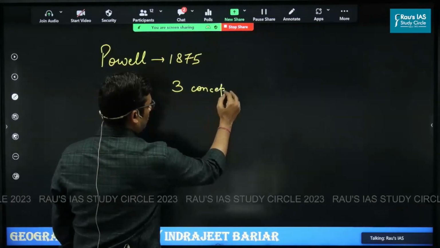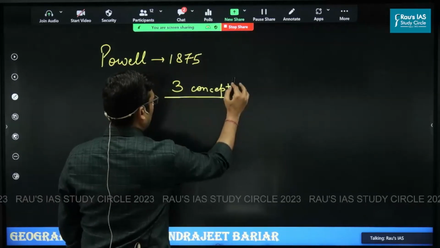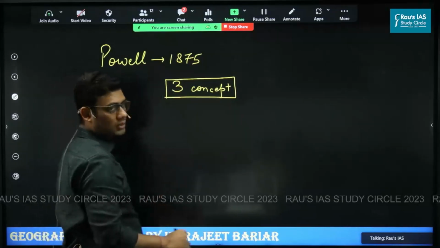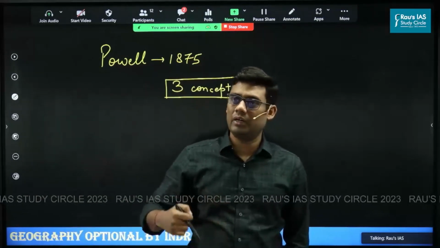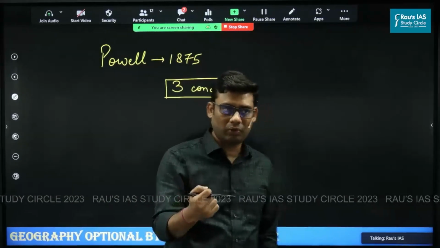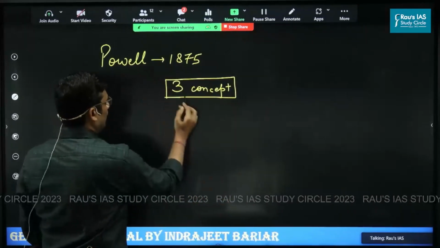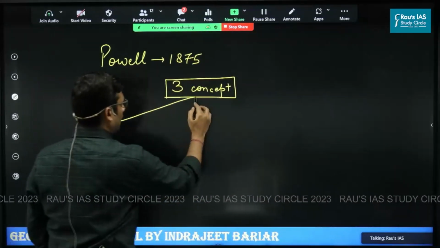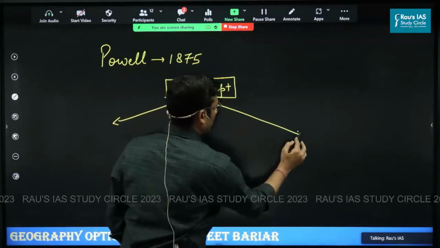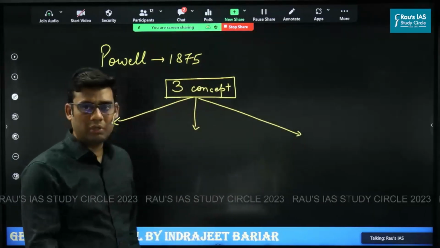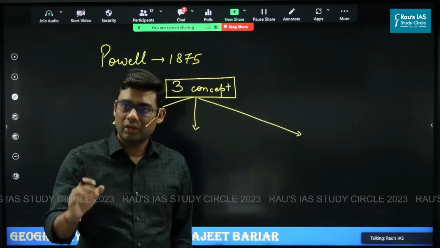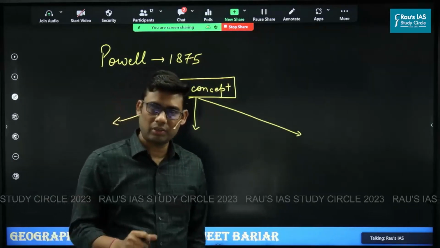Now, as Powell defines or explains the base level concept, he comes up primarily with three concepts. There was this one definition, but later Davis, when interpreting the concept given by Powell, comes up with the idea that Powell's explanation or description of base level has three basic characteristics. Now, what are these three characteristics?